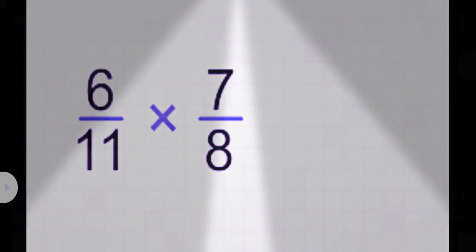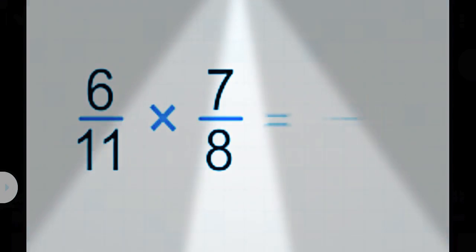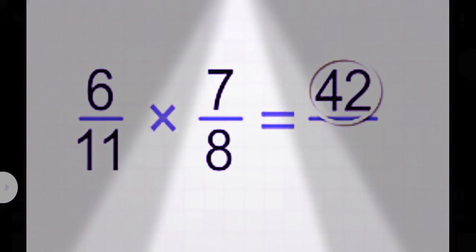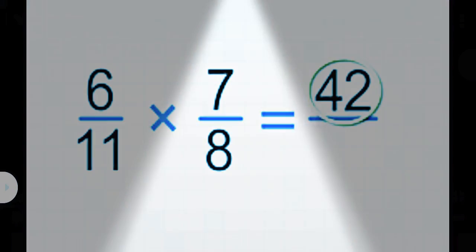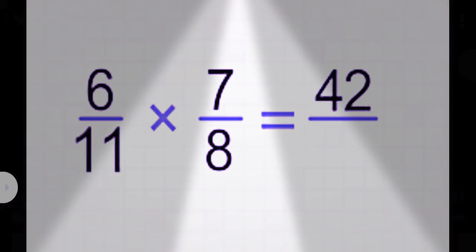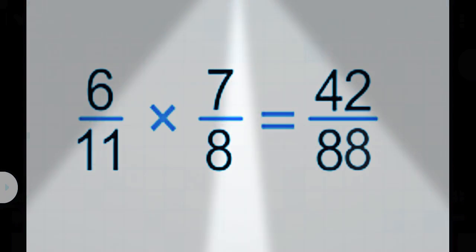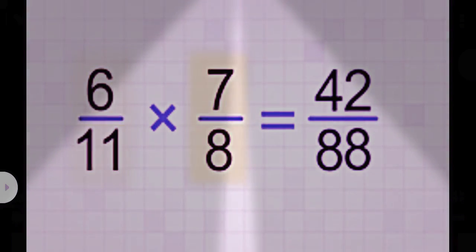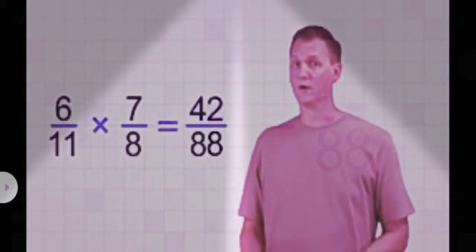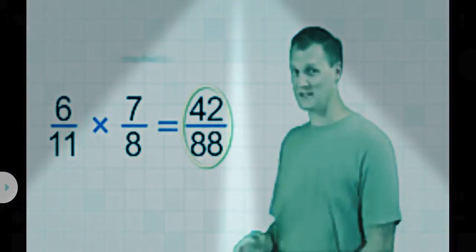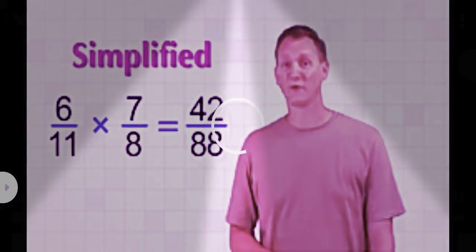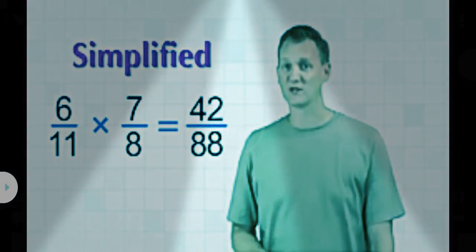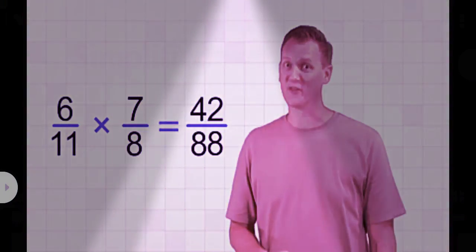Let's try 6/11 times 7/8. From our multiplication table, we know that 6 times 7 equals 42. So 42 is the top number of our answer. And on the bottom, we have 11 times 8, which is 88. So 6/11 times 7/8 equals 42/88. Now, some of you might see that this answer could be simplified, but we'll save simplifying fractions for another video. Alright, let's see one last example.